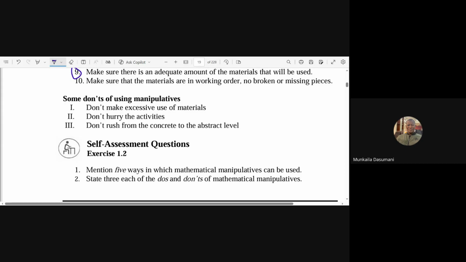That's okay. Can we also have Felix? Yes, I'll take the last one. All right. Don't rush from the concrete to the abstract level. So, most students learn from the concrete aspect more than the abstract. So when you rush from the concrete to the abstract, you may get the students confused. So once you start with the concrete, you have to take your time and let them get the concept from there before you move on to the abstract aspect of the curriculum.